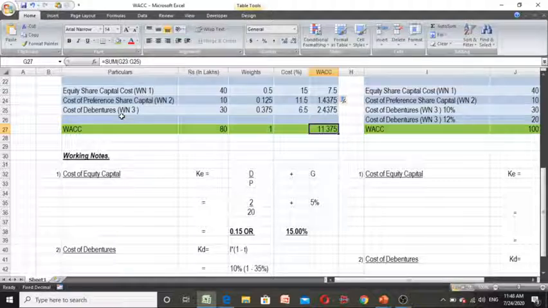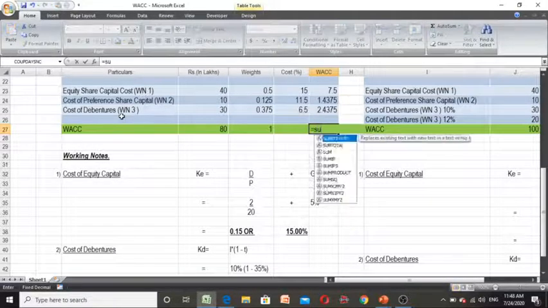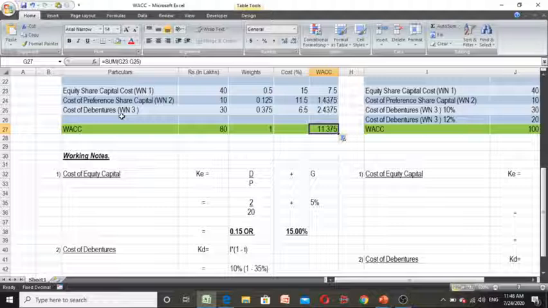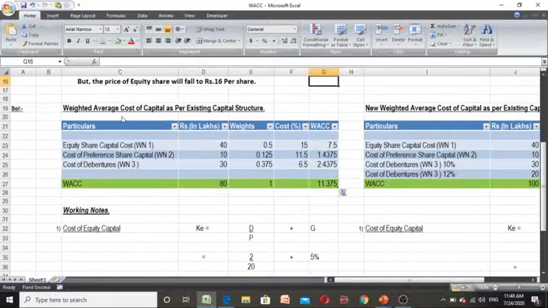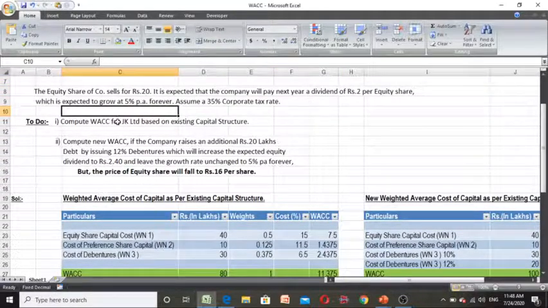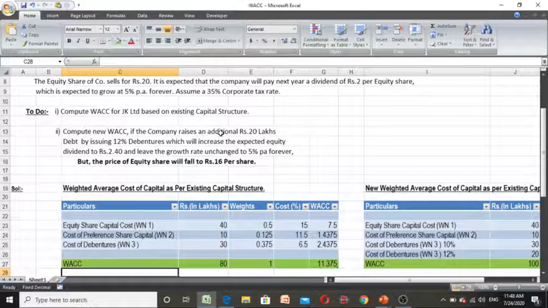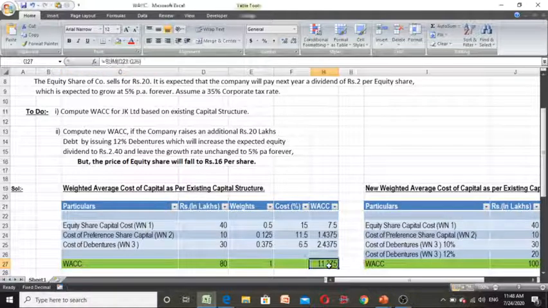11.375. Okay, how did you get that? We simply use the formula of sum and select the cells, press enter. So I get the answer as 11.375. So what can we conclude is, since the first part of the question has asked to compute the WACC for JK Limited based on the existing capital structure, we can say that as per the existing capital structure, the weighted average cost of capital for JK Limited is nothing but 11.375. Okay, my dear friends, fine.